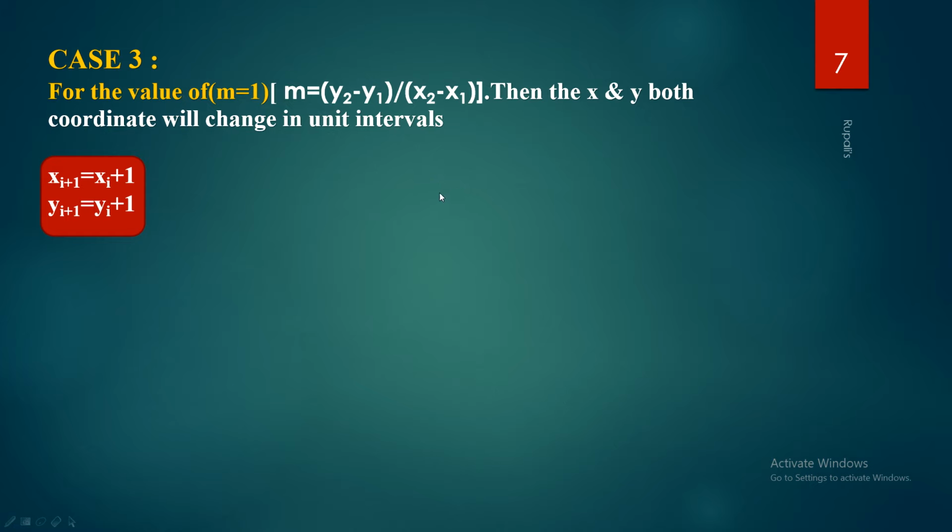Now, case 3. When m = 1, then both the x and y coordinates will change in unit interval. You have to change both the x and y coordinates by unit interval. So, xi+1 = xi + 1 and yi+1 = yi + 1.